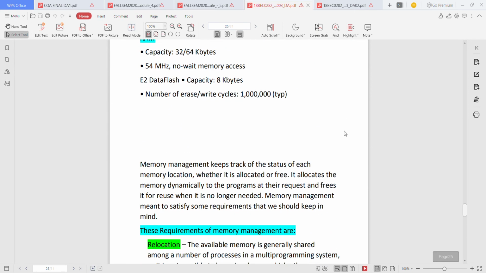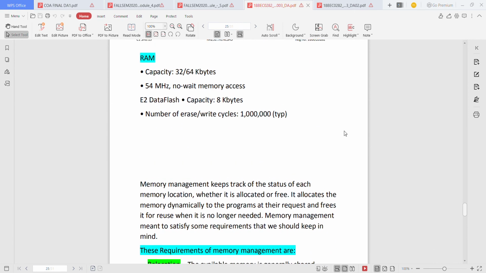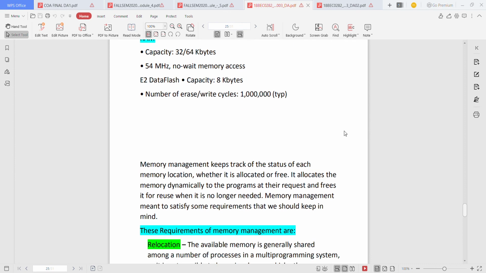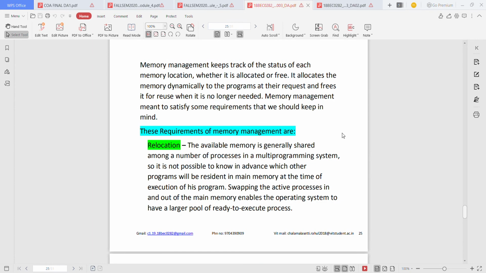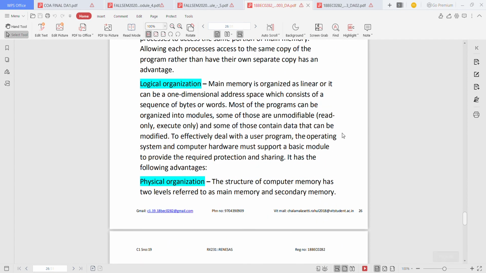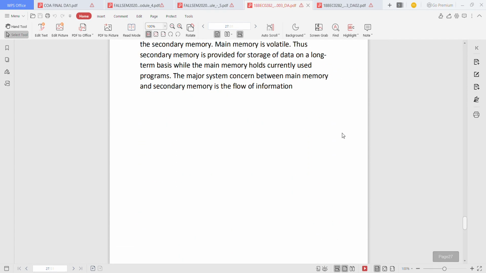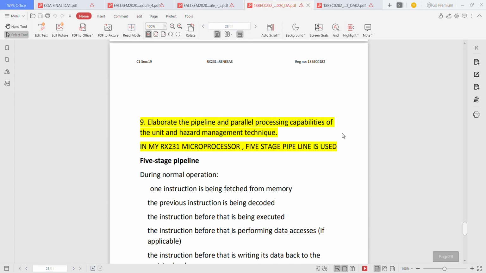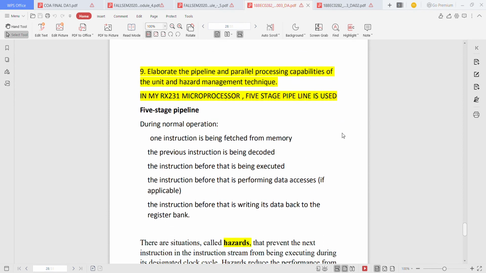RAM, which is also known as random access memory, has a capacity of 32 to 64 kilobytes, 54 megahertz no wait memory access, and E2 data flash capacity of 8 kilobytes, number of rewrites, etc. The requirements of memory management are relocation, protection, sharing, logical organization, and physical organization. That's it.